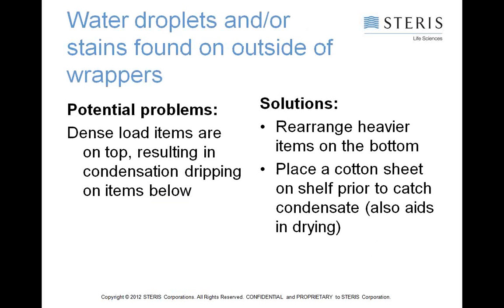Water droplets and or stains found outside of wrappers. This can often happen. You notice some stains or droplets. Check your load. Sometimes we see as you're configuring your load, your denser items are, of course, going to be your cooler items. And so steam's going to condense on them much easier. And if they're on the top, which we see from time to time, they're going to be more prone to drip. So if you can rearrange your load so that your heavier, denser items are on the bottom, this will keep them from dripping down on the items below.